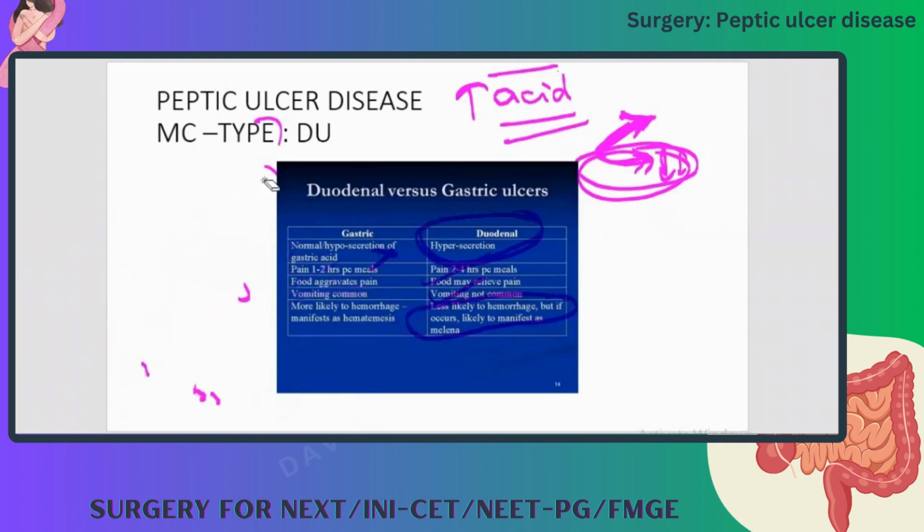Hematochezia is a lower GI bleed. Hematemesis, melena, hematochezia. Hematemesis and melena are upper GI bleeds only. What is melena? Black tarry colored stools.